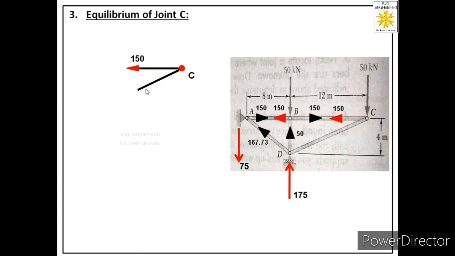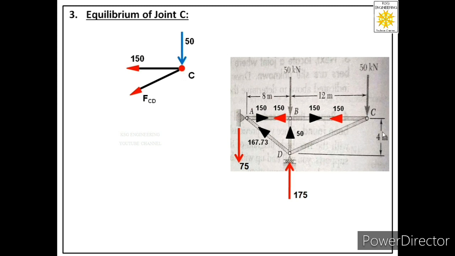Then the second member is an unknown member for us. In unknown members we consider the direction away from the joint, meaning tensile force. So this member is CD, and we have labeled a tensile force FCD in that member, away from the joint. Then we will see, is there any external force acting at joint C? Yes, at joint C there is one external force of 50 kN acting in the downward direction.